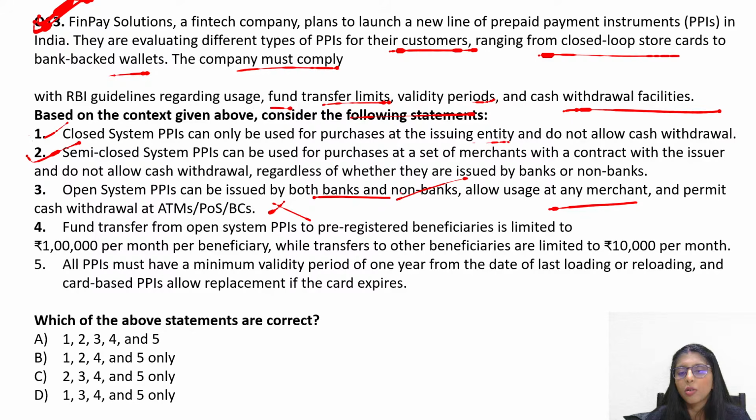So it's incorrect. Fund transfer from open system PPI to a pre-registered beneficiary is limited to 1 lakh per month per beneficiary, while transfer to another beneficiary is limited to 10,000 per month. It's correct. All PPIs must have a minimum validity period of 1 year from the date of last loading or reloading, and card-based PPIs allow replacement on card expiry. It's correct. So which are the correct statements? 1, 2, 4, 5 are correct statements. That is option B, the right answer. Option B is the right answer.